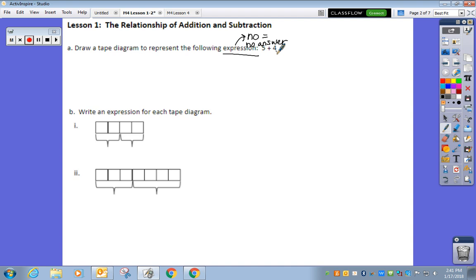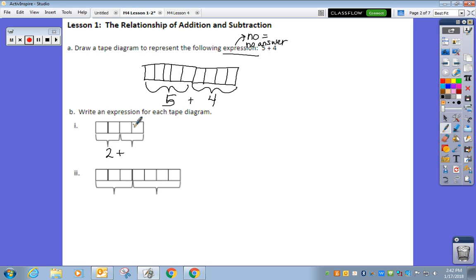To draw a tape diagram of this, I would start by drawing a tape diagram of 5, and then adding on 4 more. That shows me 5 plus 4. Pretty easy. Now it's asking us to look at tape diagrams and write the expression. In the first tape diagram, we have 1, 2, plus 1, 2. In the second one, we have 1, 2, 3, plus 1, 2, 3, 4. Pretty easy to start off with.